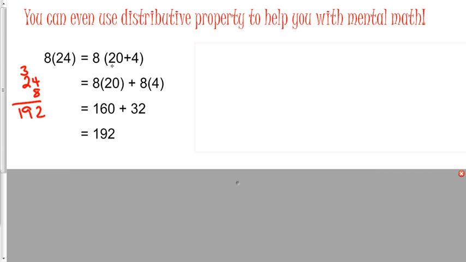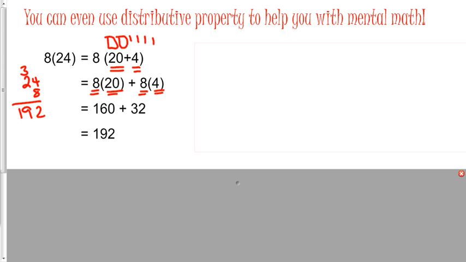When we say 24, think of it like money. 24 is 2 $10 bills and then 4 $1 bills. And when we do that 8 times, I'm going to have 8 sets of those $20 and I'll have 8 sets of those $4. These are easier multiplications to do. I can just take 8 times 2 and I know that there's going to be a 0 at the end because it's 2 10s, 20. And then 8 times 4 is 32 and I can add them back together.